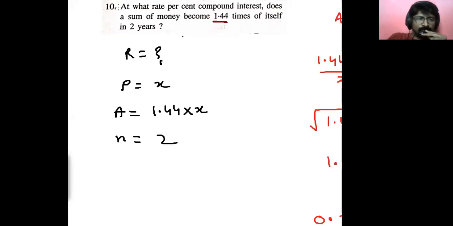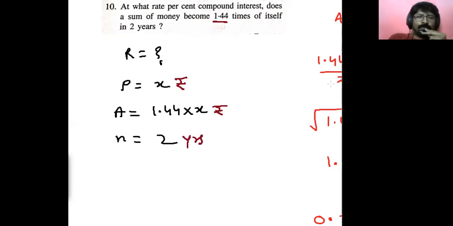So let's plug in the data from the sum first of all. At what rate percent? So the rate is question mark. The sum of money becomes 1.44 times of itself. But if the principal is X, the amount becomes 1.44 times of X, isn't it? If principal is X rupees, then amount will become 1.44 times of X rupees. And that too in 2 years. Time is 2 years, isn't it?